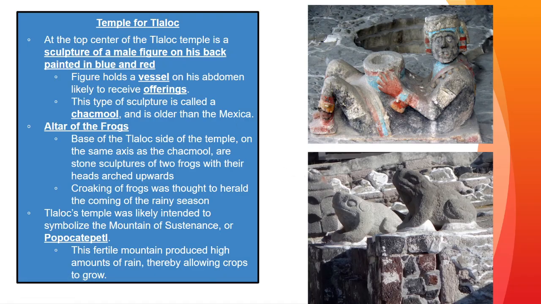We do see some remnants of paint, which is always really fun when that survives. So the chacmul having the red and the blue kind of gives a better idea of how bright and colorful this would have been. The temple itself would have been symbolizing the mountain of sustenance or Popocatépetl, again pronunciation, but this was more of a fertile mountain. It had lots of rain. It allowed lots of crops to grow. Again, I forget which one's volcanic, if they're both, my bad. But this one associated with Tlaloc, god of sustenance, god of rain.